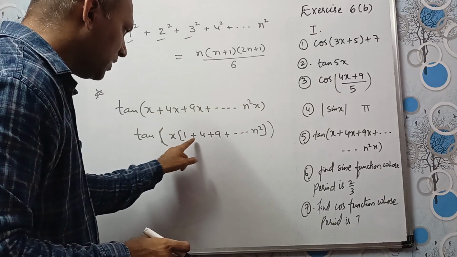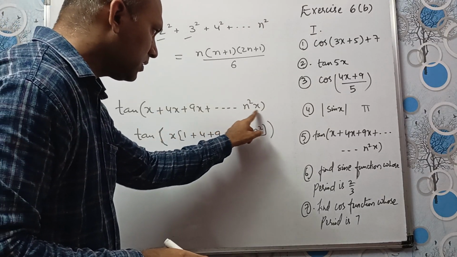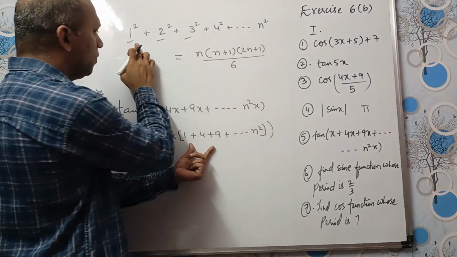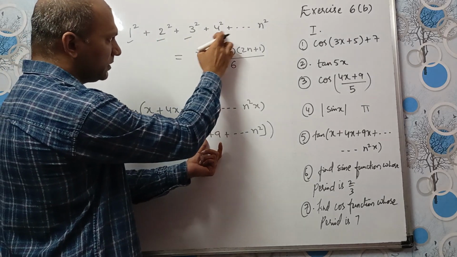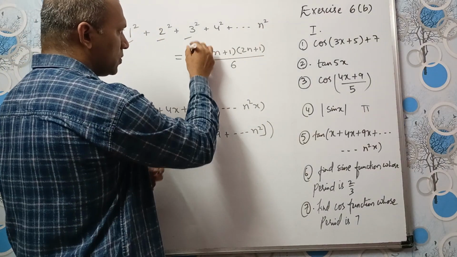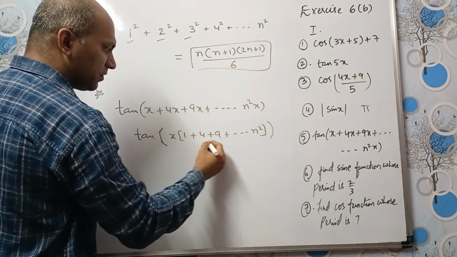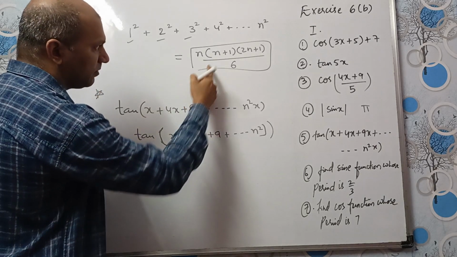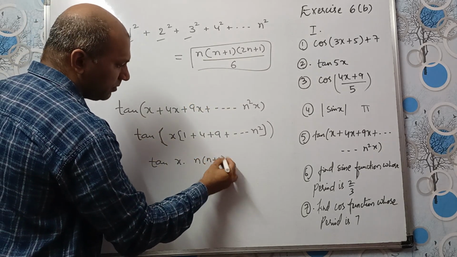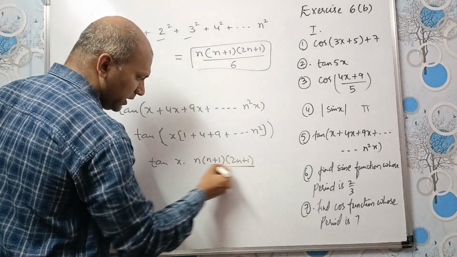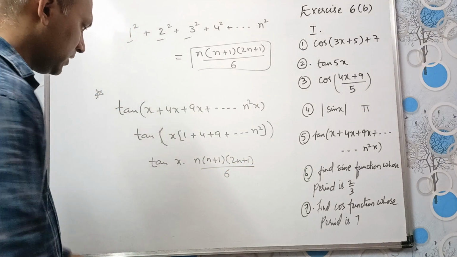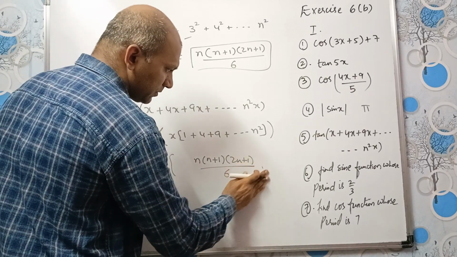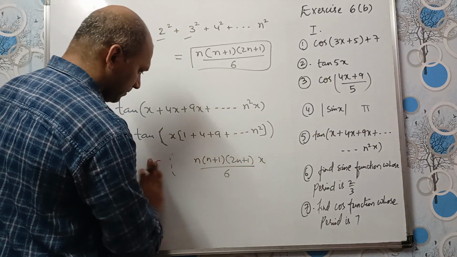If you take x common, 1 plus 4 plus 9 and so on, n square will be left. This is the sum of squares only. Let's see, 1 plus 4 plus 9, 16 and so on up to n square. So can we write this formula here in place of 1 plus 4 plus 9 and so on? This is tan of x multiplied by n into n plus 1 into 2n plus 1 divided by 6.